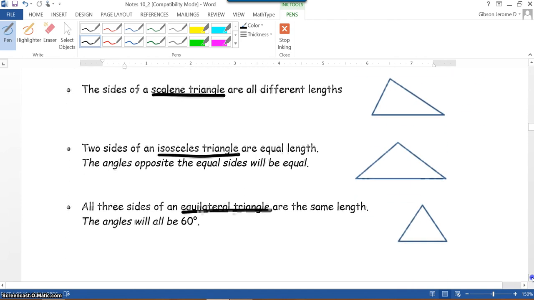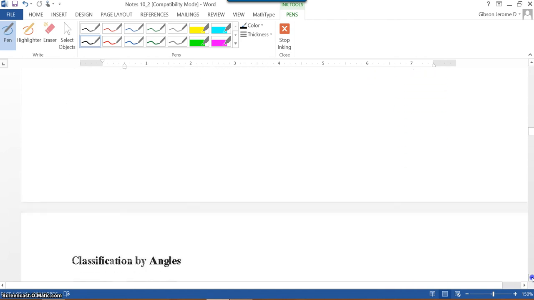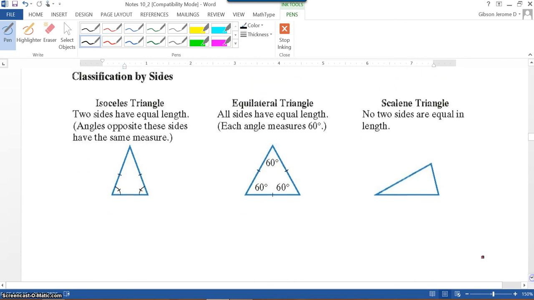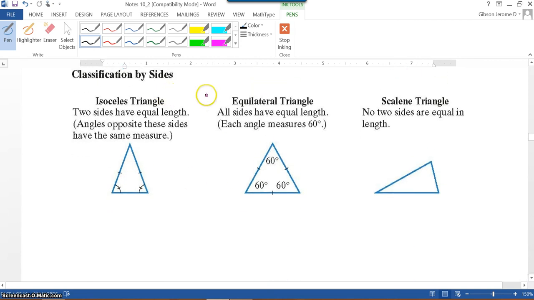Okay, so now we go down here and we have the classification by angles. Acute triangle, all angles are acute. Right triangle, one angle measures 90 degrees. Obtuse triangle, one angle is obtuse. And we already had the classifications of these different types of triangles: isosceles, equilateral, and scalene.